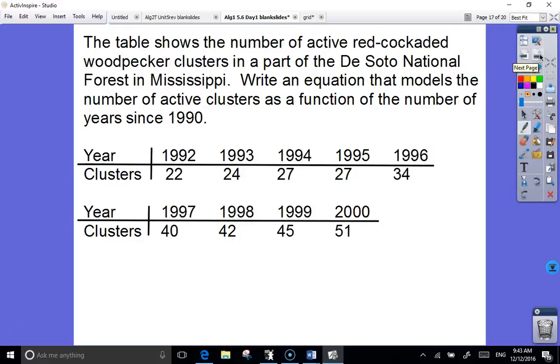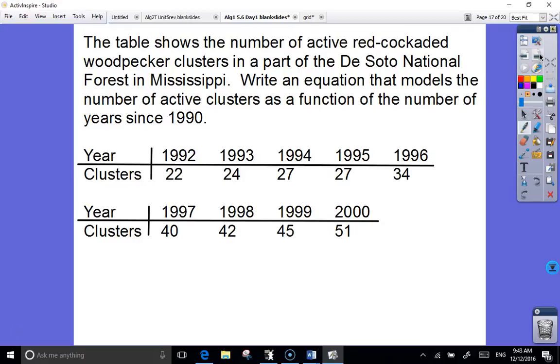Okay, let's do another one. The table shows the number of active red-cockaded woodpecker clusters in a part of the DeSoto National Forest in Mississippi. Write an equation that models the number of active clusters as a function of the number of years since 1990.